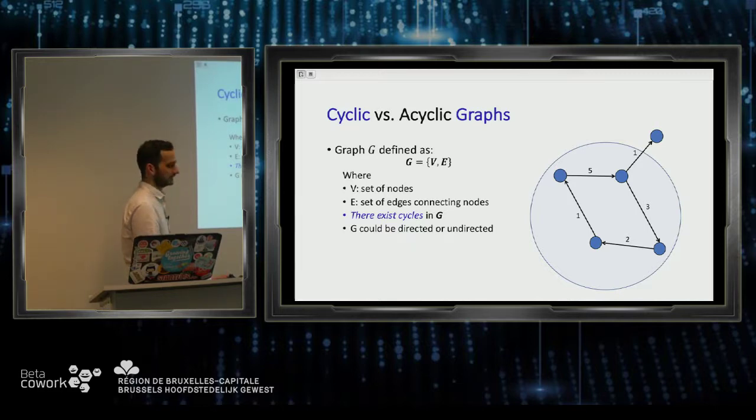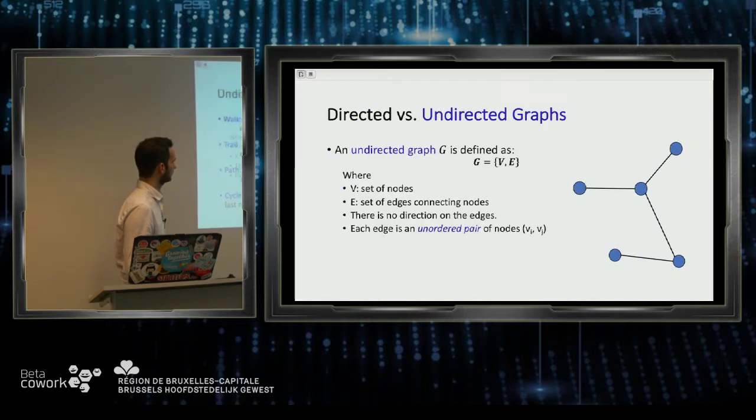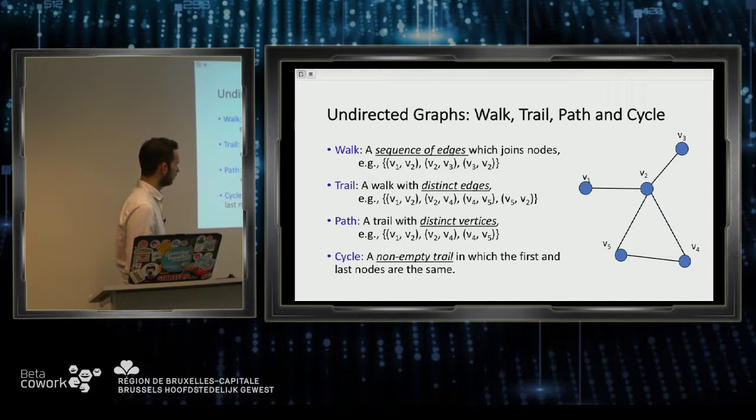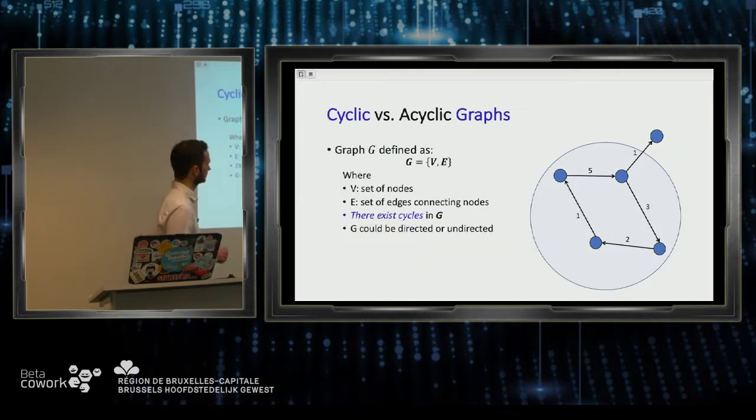Now, there are also other characteristics of graphs, for instance, cyclic and acyclic graphs. A cyclic graph, again, is defined by a set of nodes and a set of vertices, but what happens in a cyclic graph is that we have cycles. We can see the creation of a cycle inside the graph. By a cycle, I mean, if you go back some set of slides, a non-empty trail in which the first and the last nodes are the same. That's a cycle. If a cycle exists in a graph, then we call the graph a cyclic graph.